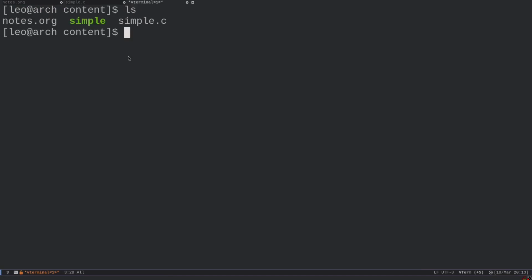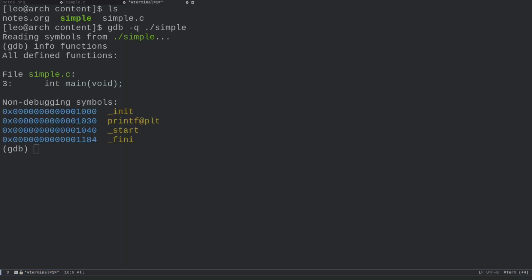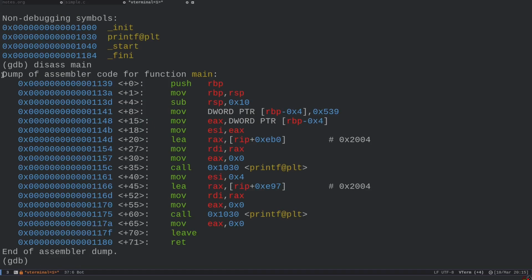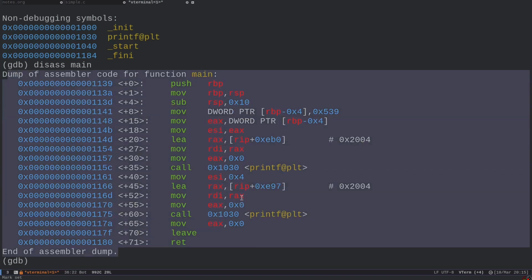I've made a video on how to use GDB, so here I'm going to go a bit faster. I'm just going to start it without any sort of prompt. As you can see, this is a minimal program. We just have the main function defined in our file. So let's disassemble it, disas main. And here we get the disassembled code of the main function.